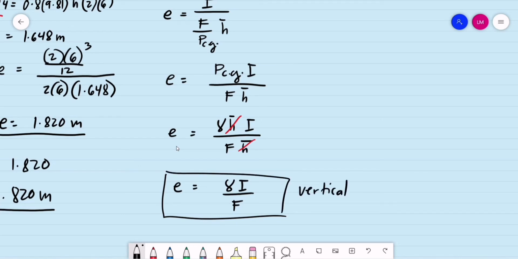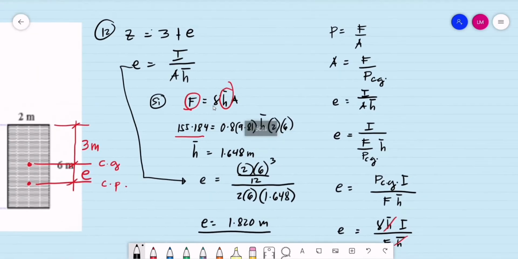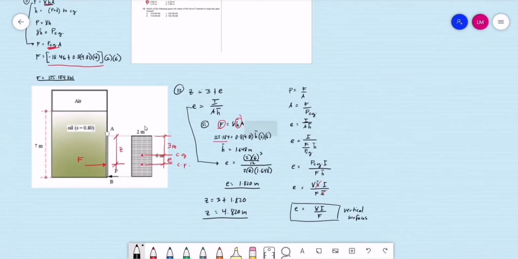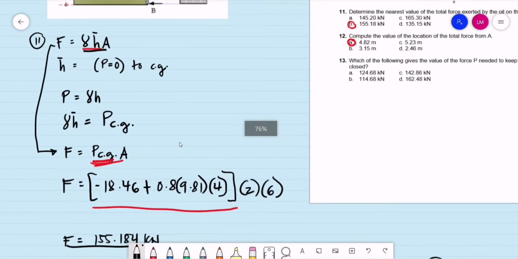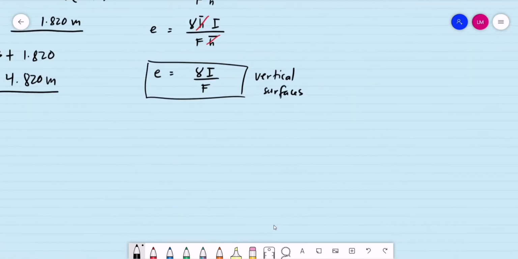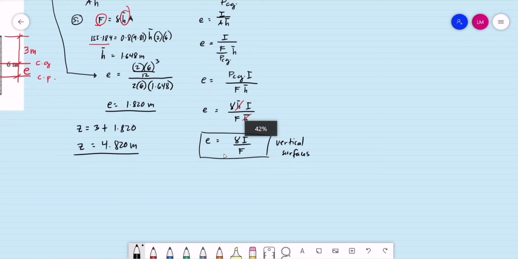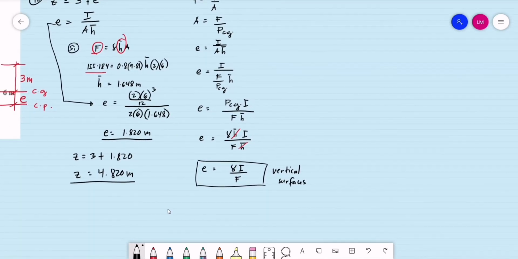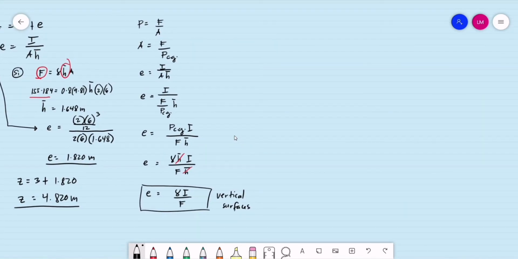Applicable lang ito for, again, the vertical surfaces. Kung hindi mo naman kailangang isolve yung bar H, or kung hindi mo naman gagamitin yung bar H, you can use this formula. Diba kasi sa question number 11, di naman tayo nag-solve ng bar H. So, what if hindi mo siya kailangan? Pwede mong gamitin ito directly. Let us solve if we are to arrive with the same value of eccentricity.